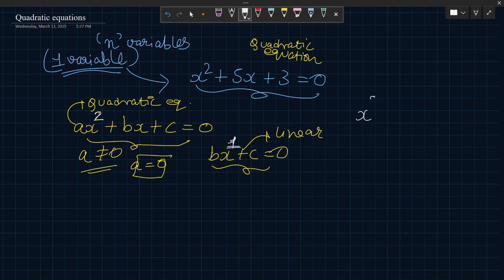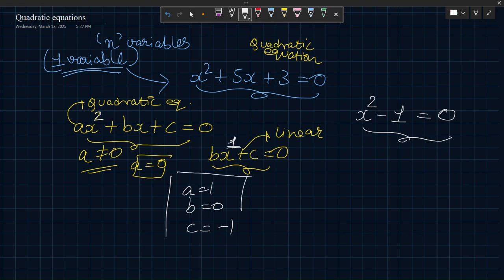Suppose I have an equation x squared minus 1 equals 0. Does this qualify as a quadratic equation? Think about it. The answer is yes, because if you compare, it is of this form where a is 1, b is 0, and c is just minus 1. So it does comply with this form, and a is non-zero.